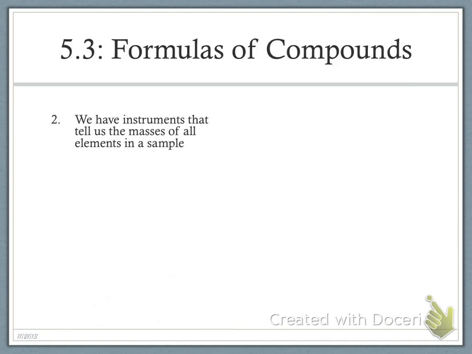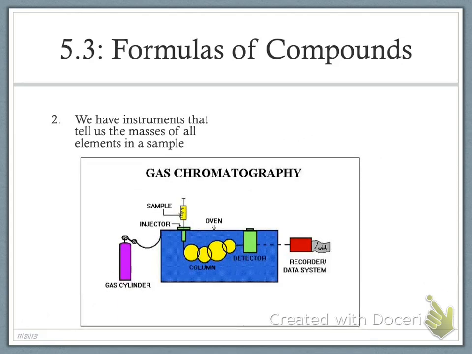Luckily, we have some instruments that tell us the masses of elements in the sample. We have a neat little instrument called a gas chromatogram, and this is a picture of one of these things. We have a material that we've maybe produced in the lab, and we put it into the gas chromatogram, into the sample injector. And as you follow my green mark here, you'll see that the sample follows these coils that are inside of the oven, and that actually bakes the material.